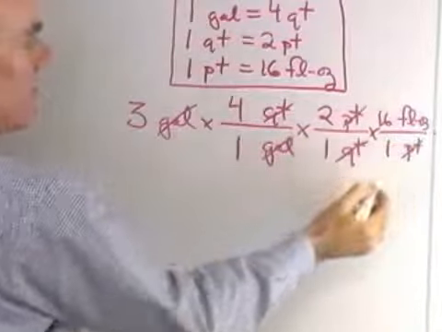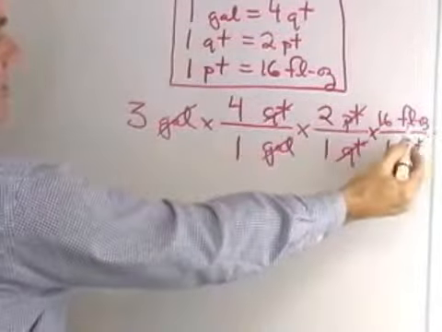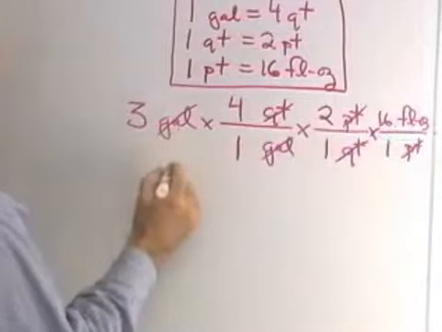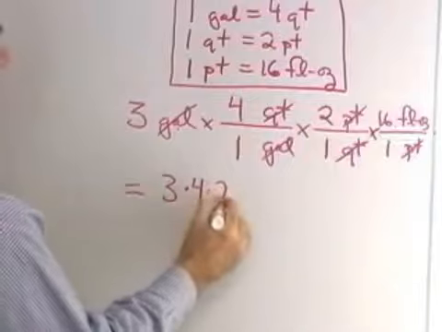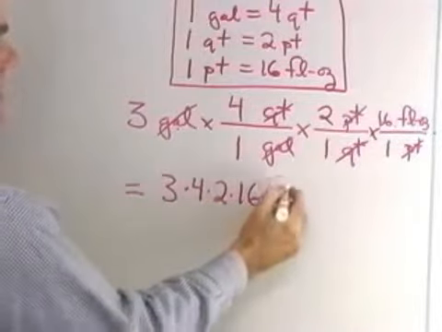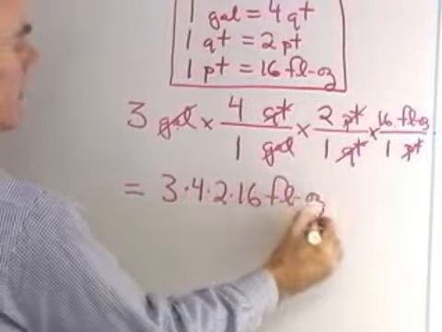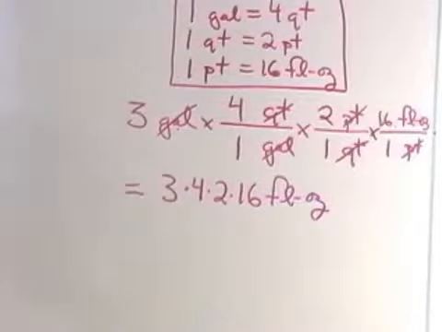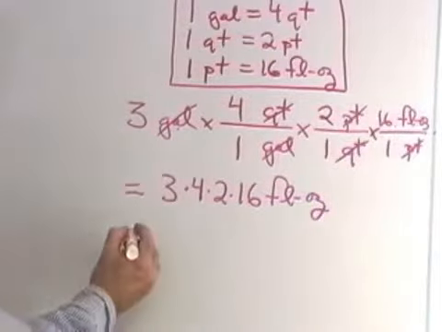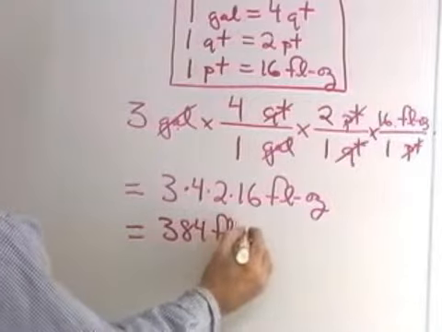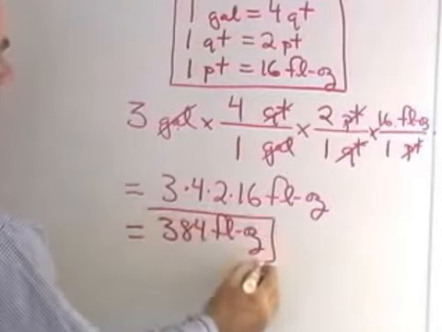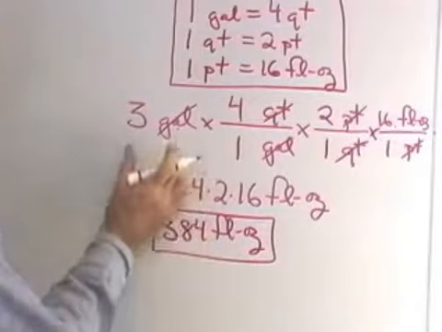My pints divide out. That will give me the total number of fluid ounces in 3 gallons. So I end up with 3 times 4 times 2 times 16 fluid ounces. Now that comes out to be 384 fluid ounces. So there's the total number of fluid ounces in 3 gallons.